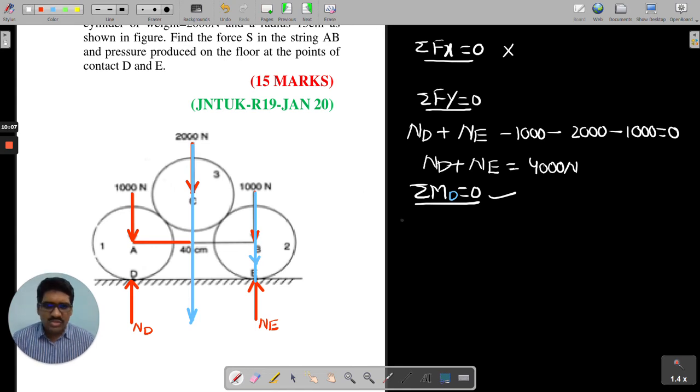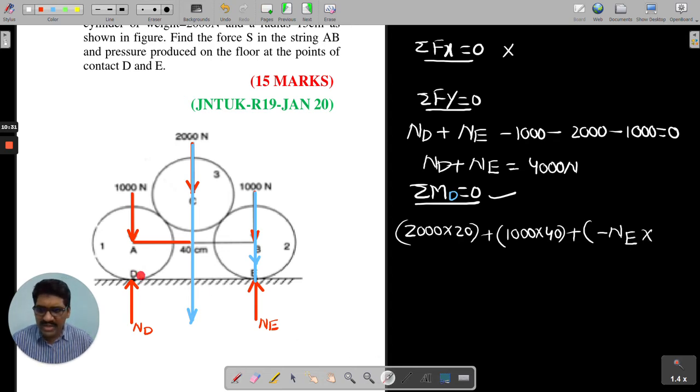The statement. So, 2000 into these, how much? 20 distance, all of you. Plus, what about the moment of 1000? So, 1000 multiplied by 40 distance clockwise, but NE is providing an anti-clockwise moment. Am I right, all of you? Check it. With respect to point D, NE is providing an anti-clockwise moment. Therefore, I can definitely say minus NE into distance, which is 40, is equal to zero overall.